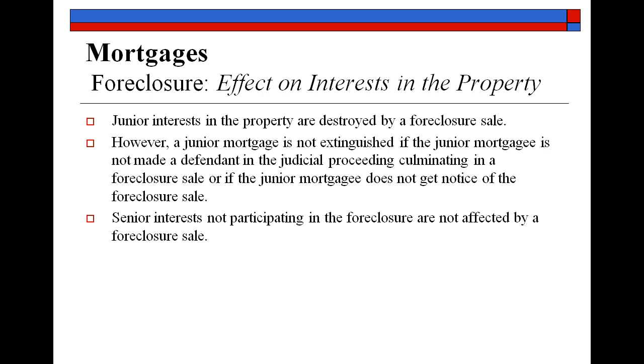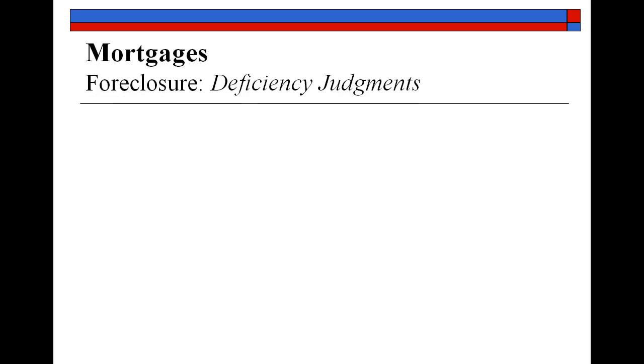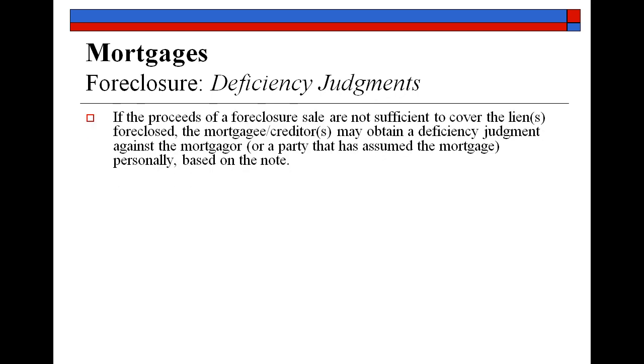If the proceeds of the foreclosure sale are not sufficient to cover any liens that are being foreclosed, then the mortgagee may obtain a deficiency judgment against the mortgagor or someone who has assumed the mortgage personally based on the note. And that, of course, assumes that the jurisdiction in which the foreclosure sale is occurring permits deficiency judgments. Not all jurisdictions permit a deficiency judgment.